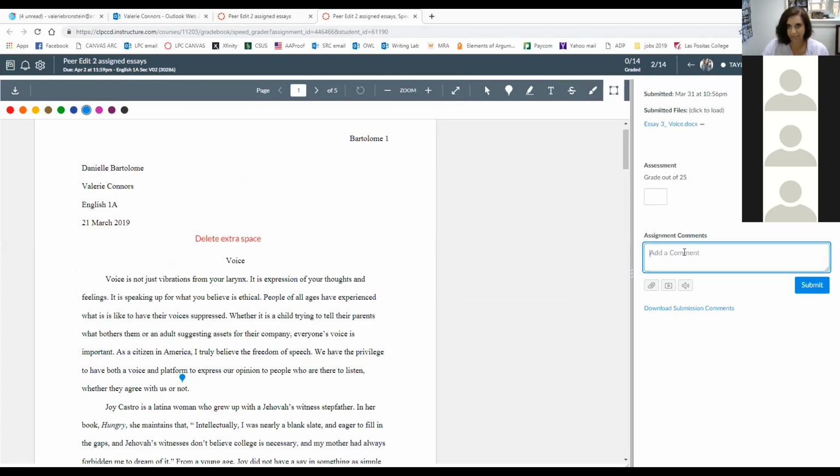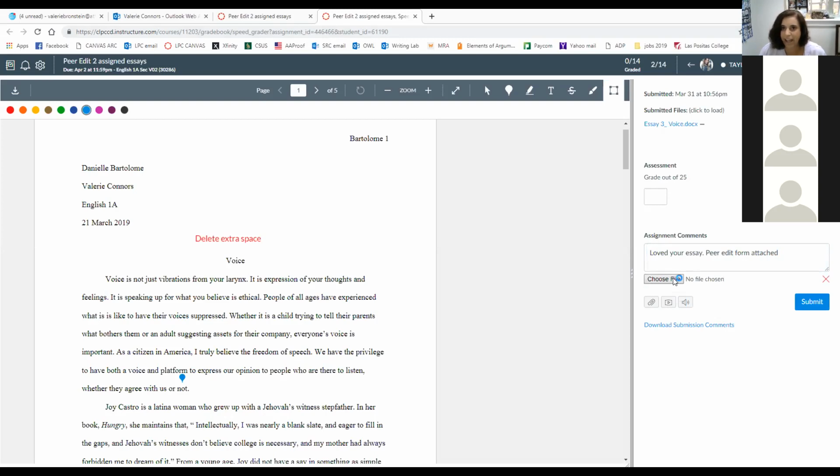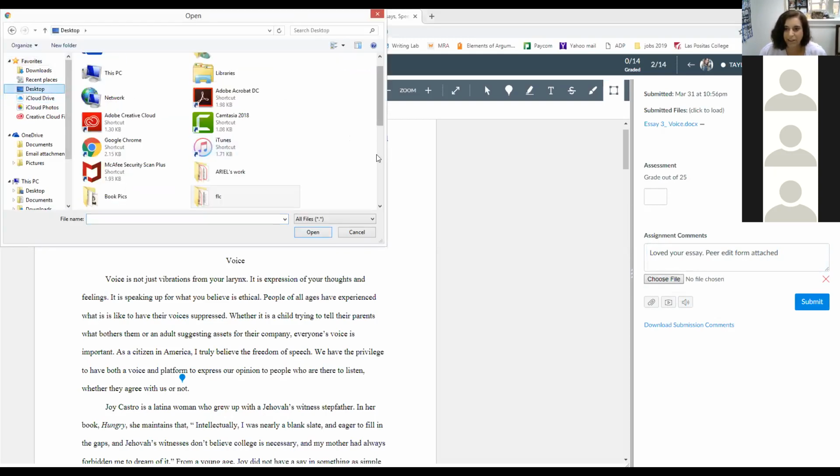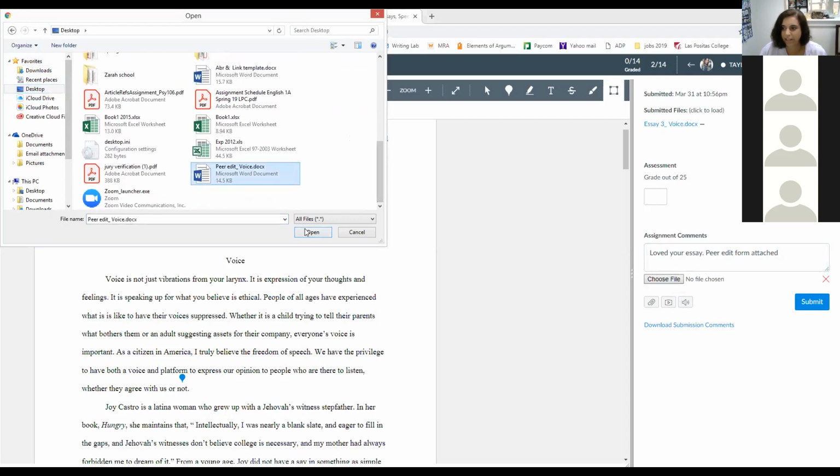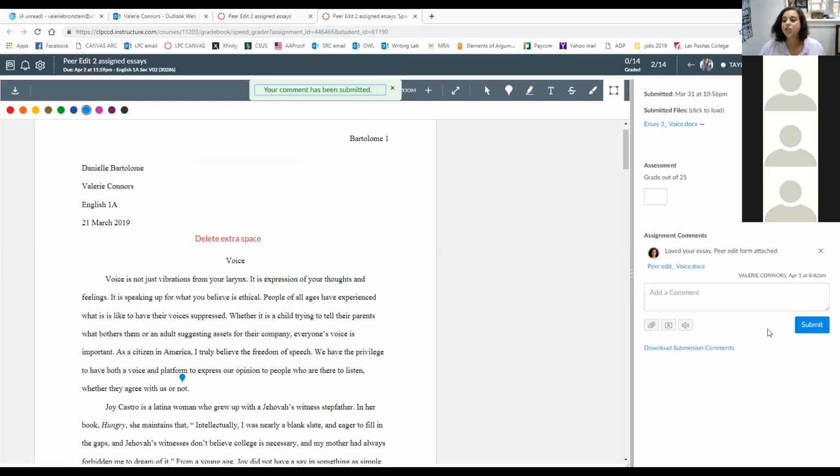Over here in the comment box, that is where you would upload the peer edit form. So once you fill it out, you might want to say something like, loved your essay. Comments. Oh, peer edit form attached. And then you would click, just like adding a file, you would find the peer edit form that you filled out earlier on Voice. And there it is. So now Danielle can see the comments on your peer edit form, and she can see the markups.